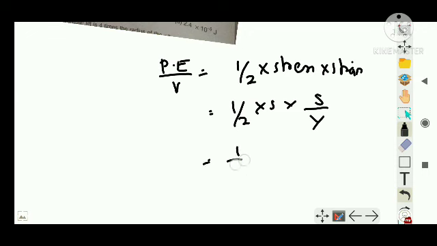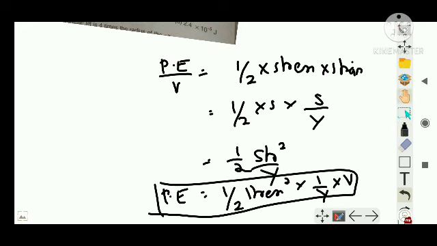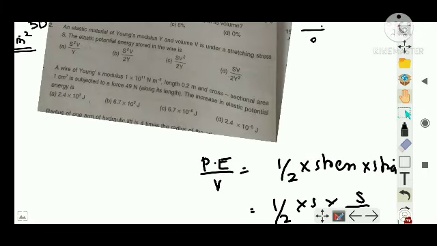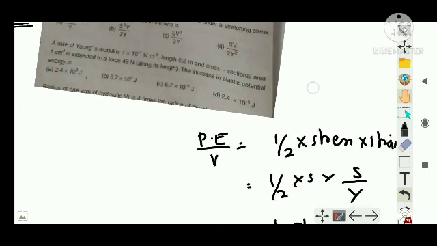So I can write it as half into stress squared into 1 by Y, or stress squared by Young's modulus. Potential energy then will be half into stress squared into 1 by Y into volume. There are many ways you can write it, right? So here it has only one form, so option B. Clear? Now next question is what?